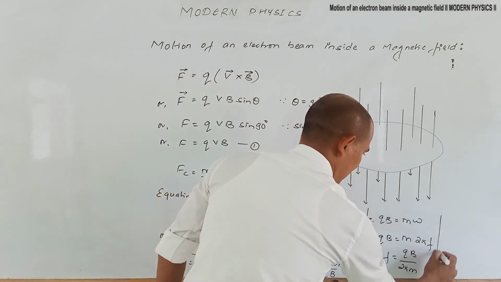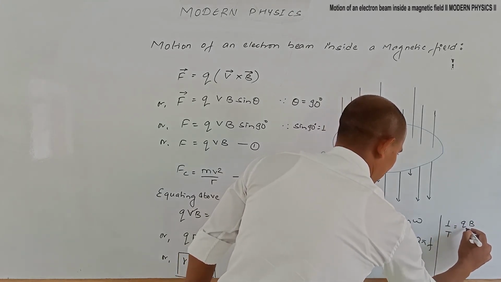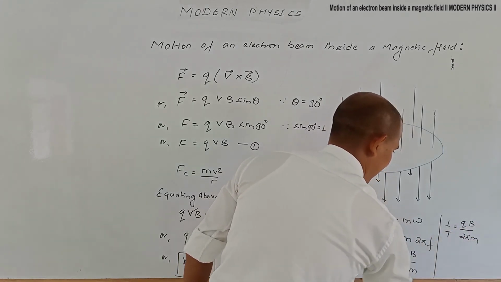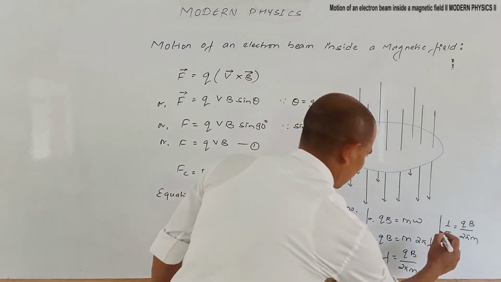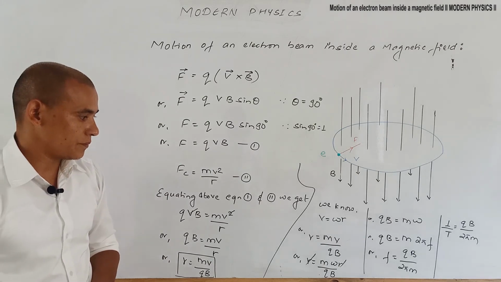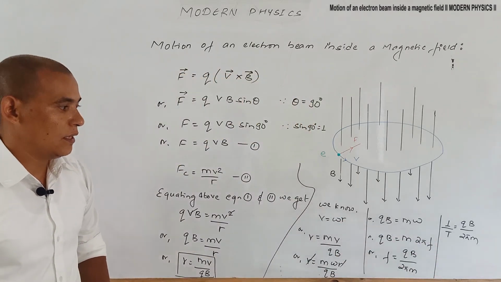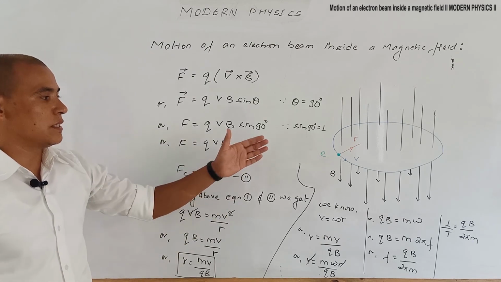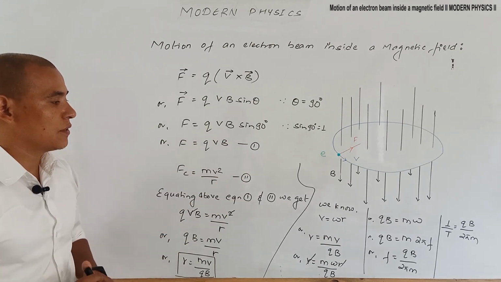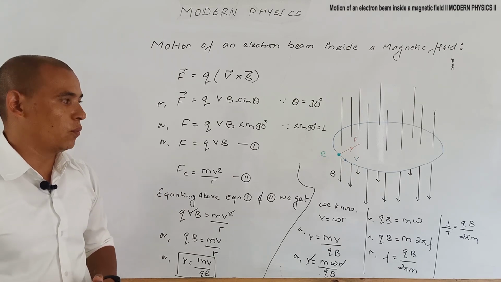If we take the inverse of this frequency, we can also calculate the time period. So from this equation we can calculate the radius of the electron, and also the frequency and time period. So when the electron moves inside the magnetic field, its direction will change, but its magnitude will always be constant.